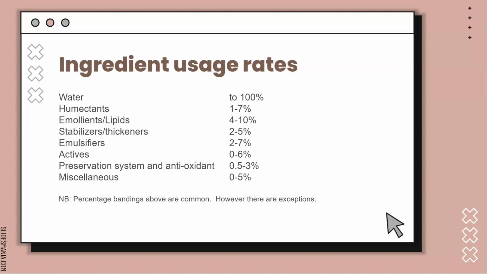Stabilizers and thickeners are usually used around 2 to 5%, while your emulsifiers are used at 2 to 7%. And this is hugely dependent on the type of emulsifier you're using. And then you have your actives. These are added around 0 to 6% usually. And your preservation system and antioxidant are used around 0.5 to 3%.